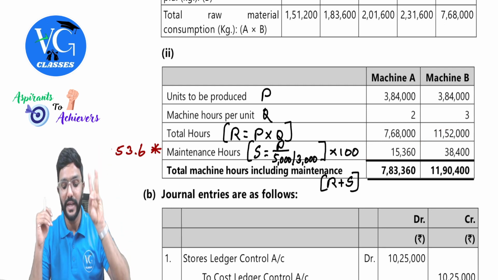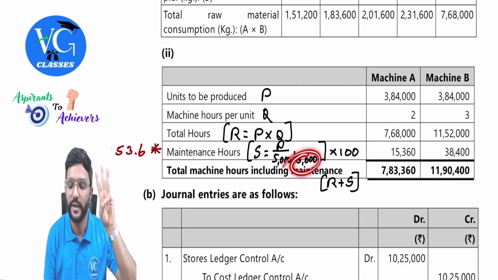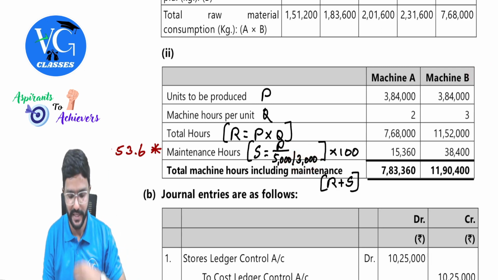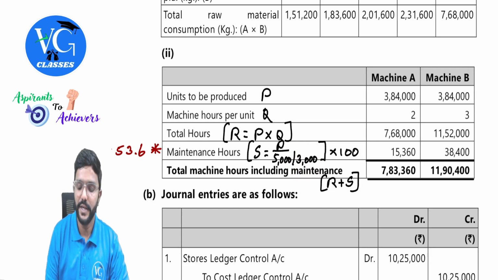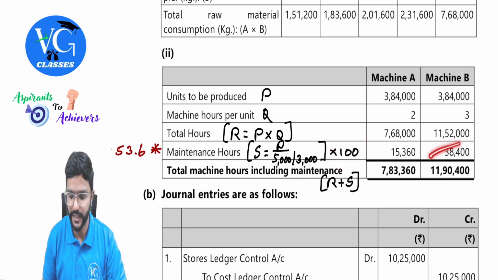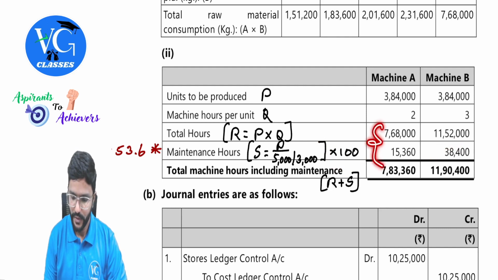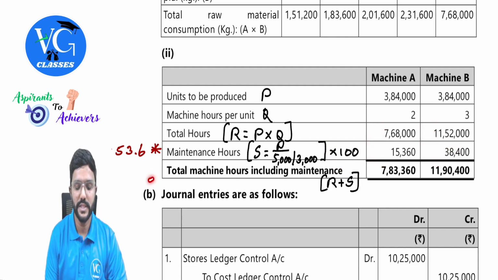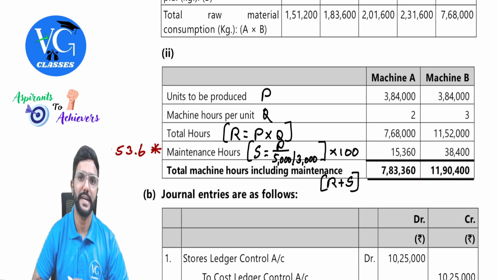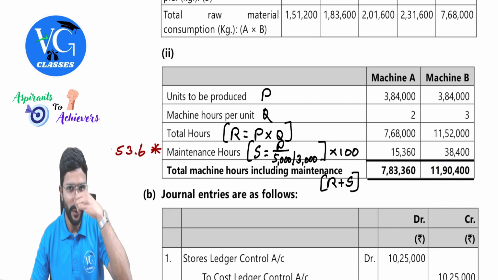11,52,000 divided by 3,000 for machine B, because for every 3,000 we need to do 100 hours of maintenance, guys. Into 100 hours, we will get 38,400. Now add up both. So this is the total machine hours including maintenance, guys. This is what is asked in the question, including maintenance: 7,83,360 and 11,90,400, guys. Hope you understood.